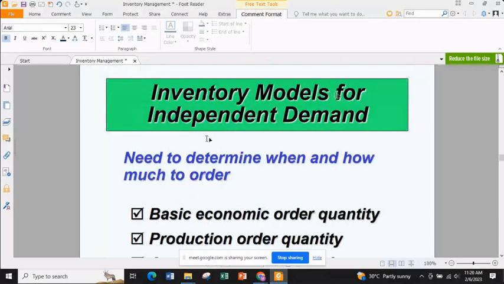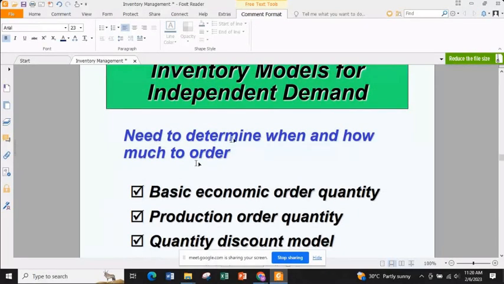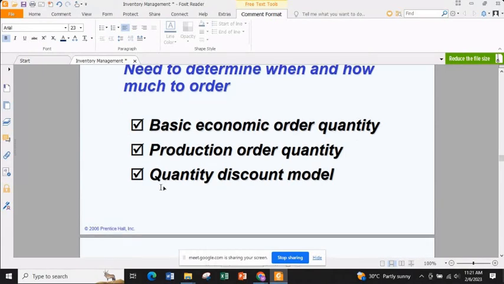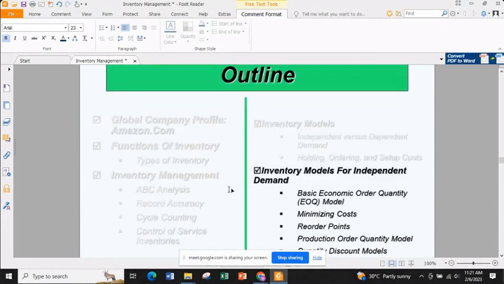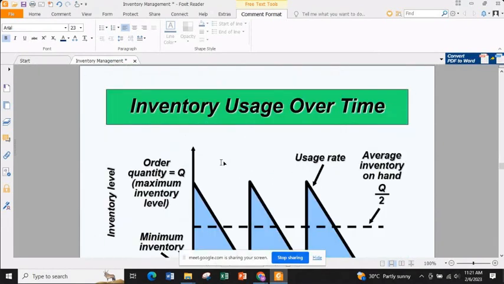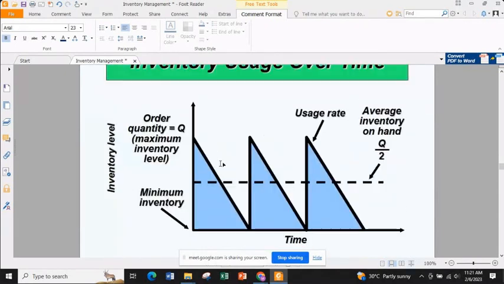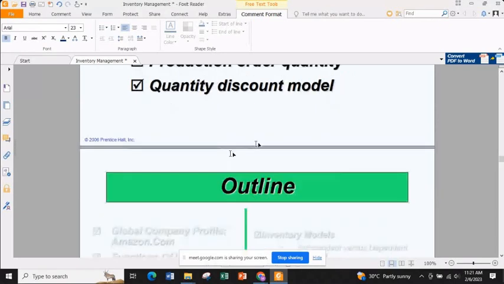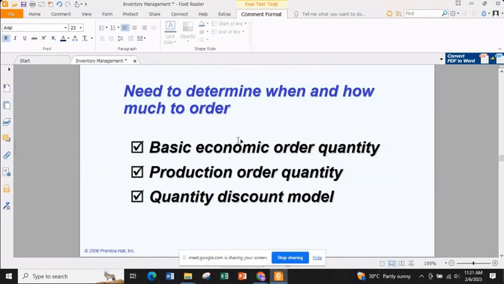So inventory models for independent demand need to determine when and how much to order. So you should have a basic economic order quantity, production order quantity, quantity discount model. This is for your own reading. We just cover until this. Okay, class, we have finished covering this topic.